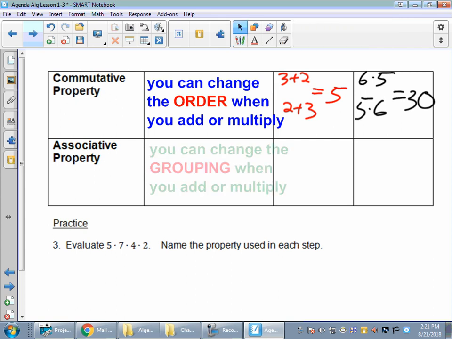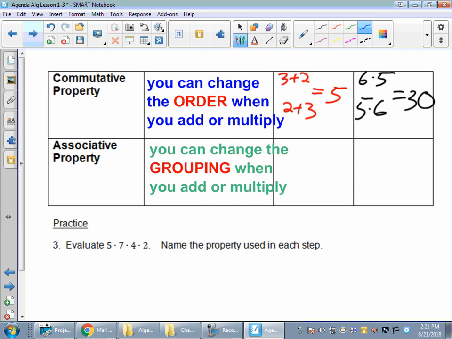Associative property says you can change the grouping when you add or multiply. So grouping, we're thinking parentheses. We can change the way things are grouped. So with addition, say we had 2 plus 3 plus 4, and let's say the parentheses were around the 2 and the 3. Then we have the same numbers, 2 plus 3 plus 4, but in this case, the parentheses around the 3 plus 4. Notice the order of the numbers hasn't changed. It's still from left to right, 2, 3, and 4 for both of them. Just the parentheses have changed.